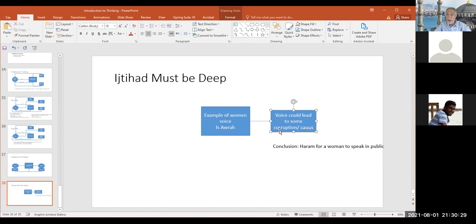A wrong conclusion, why? Because they looked at what is called the potential impact. In usul al-fiqh and ijtihad, they call it ma'alat al-af'al. Ma'alat, let me write in Arabic, ma'alat.